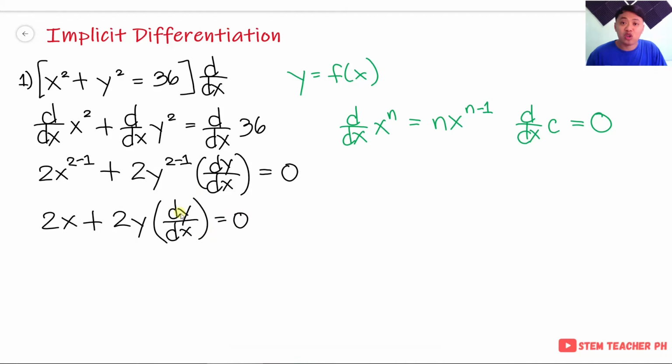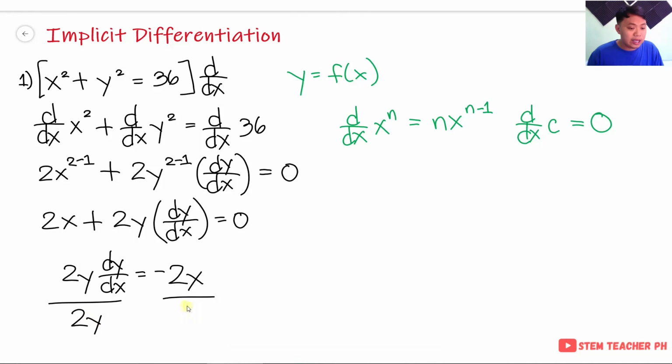Now, we only have to solve for the value ng dy over dx. Ito yung pinagkaiba ng normal na pagkuha ng derivative at implicit differentiation. We have to do extra steps para makuha natin, ma-isolate yung dy over dx sa isang side ng equation. Kaya ang gagawin natin, ililipat muna yung 2x sa kabila. So this will become 2y times dy over dx, and then equal to, from positive 2x, this will become negative 2x.